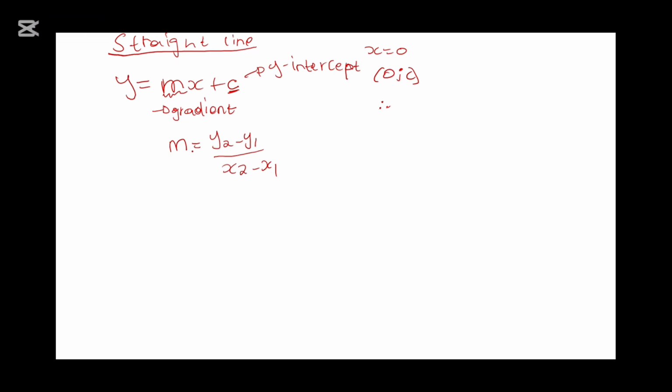Our gradient is very important because it's going to tell us what shape our straight line will look like, right? So if our gradient is greater than 0, meaning that our gradient will be positive, then our shape will look like this. Then if our gradient is less than 0, then our shape will look like this. So these are all things that you must know in the straight line.